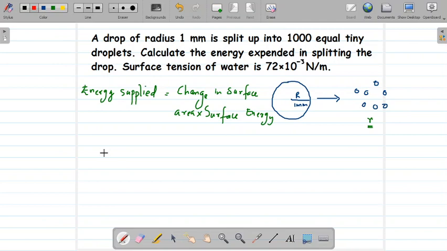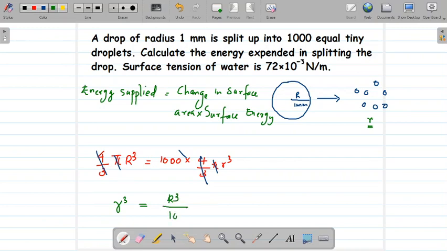In order to find the value of small r, we need to equate the volume of these two systems. Initially, we had one big drop. Its volume will be 4 by 3 pi capital R cube. It is split into 1000 small drops. So its total volume will be 1000 into 4 by 3 pi small r cube. We can cancel 4 by 3 and pi on both the sides. So what will be small r cube? Small r cube will be equal to capital R cube divided by 1000.